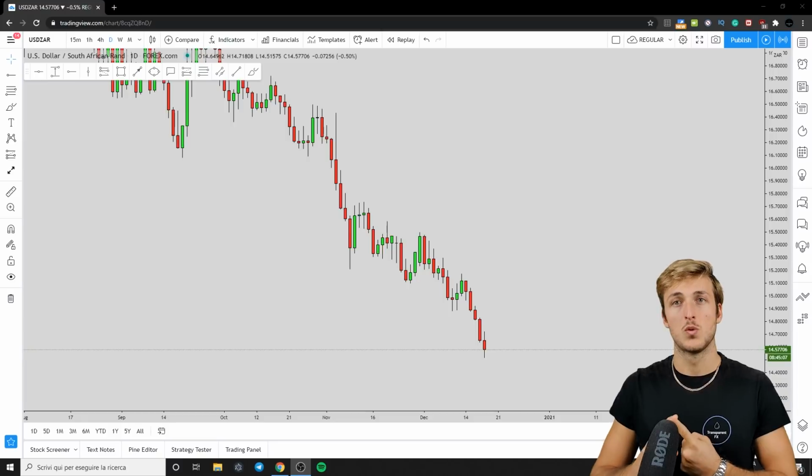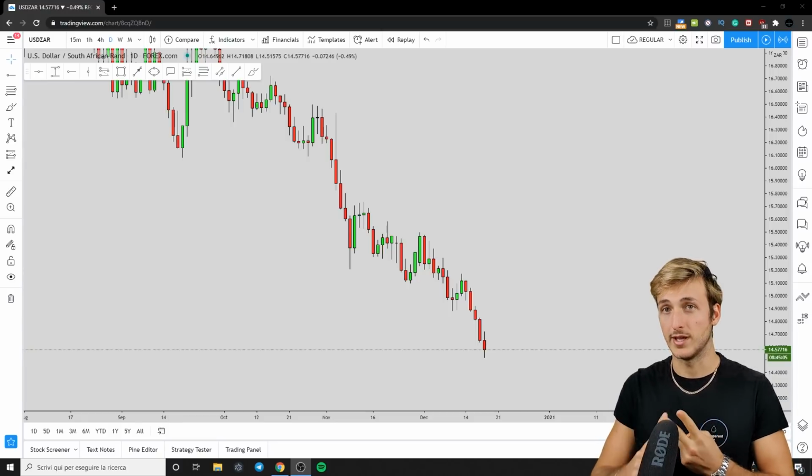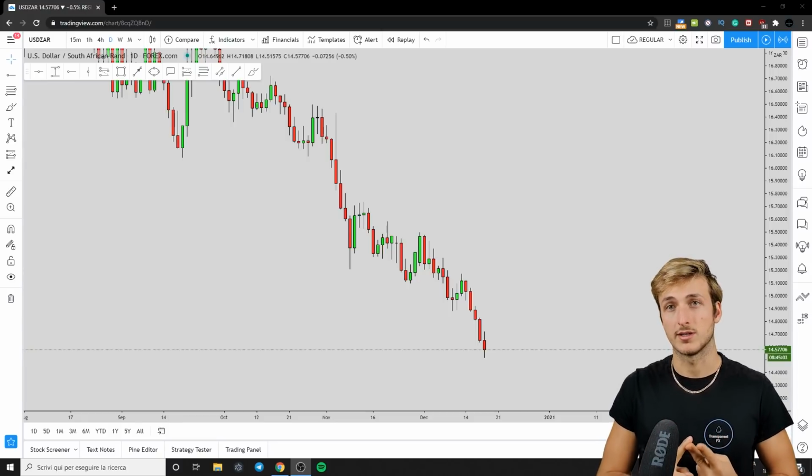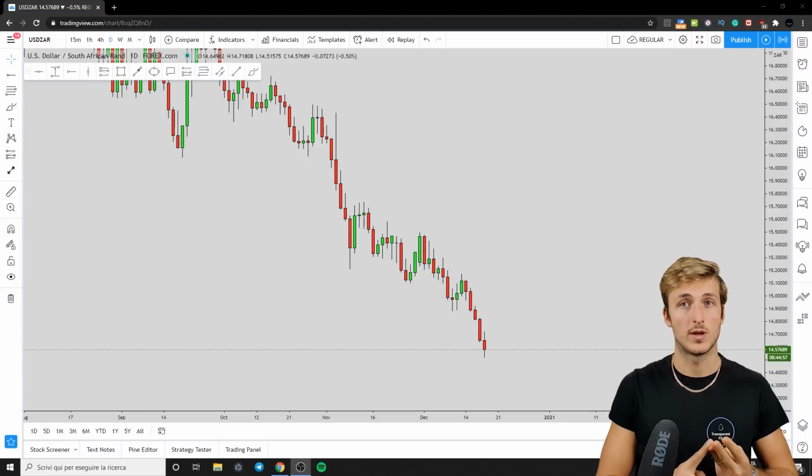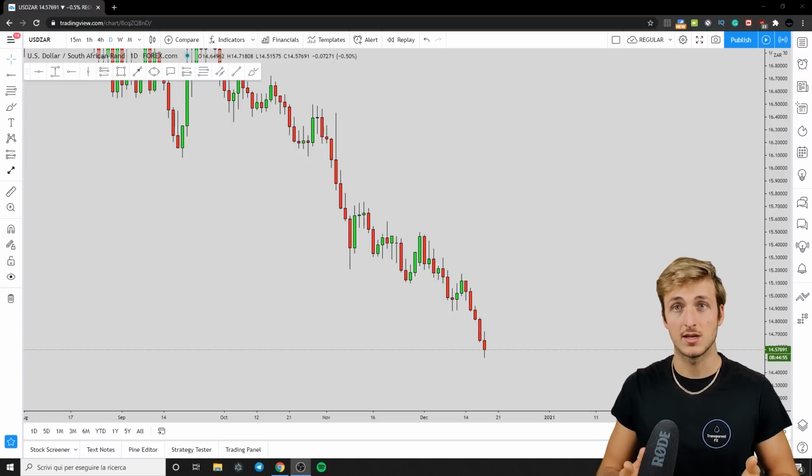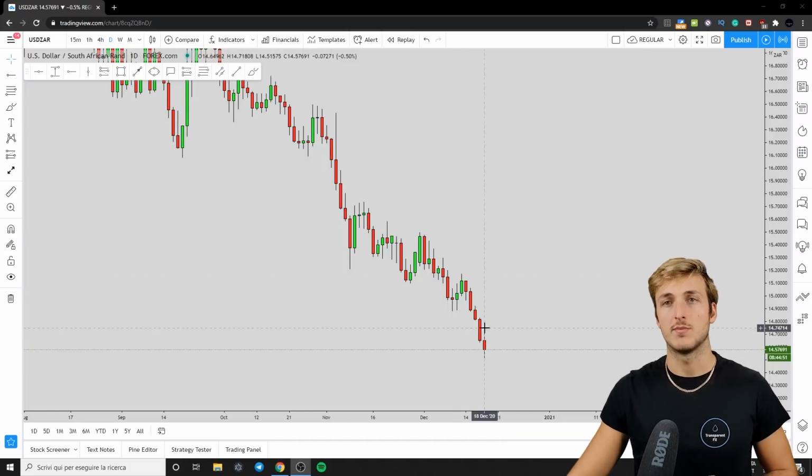So first, we will be giving the definitions. I will then give you a quick trick that you can use to always identify structure correctly, and then I will show you how to identify when the structure is actually shifting, meaning when the trends are actually changing. So let's start with the definitions.